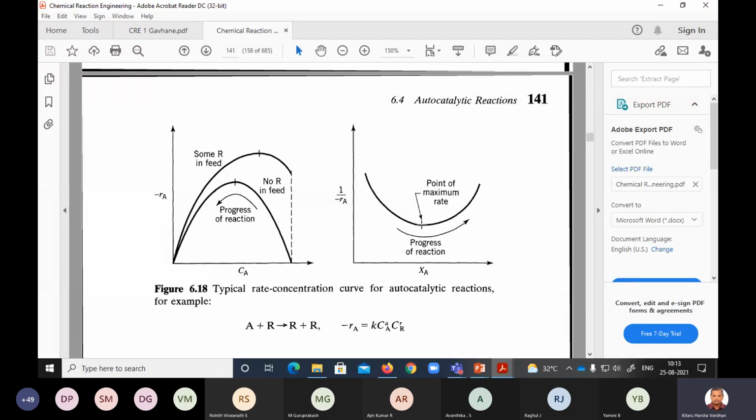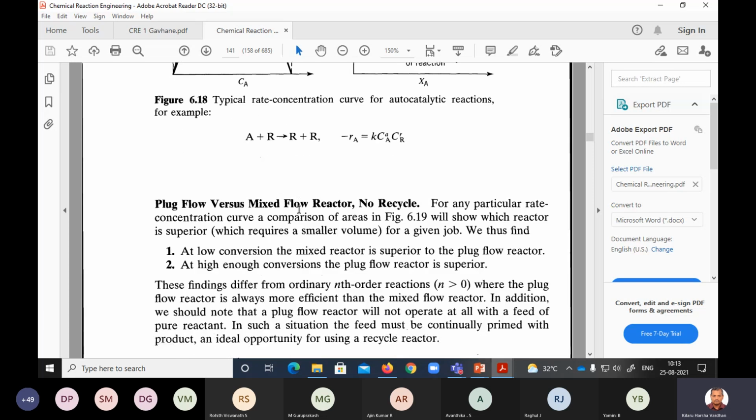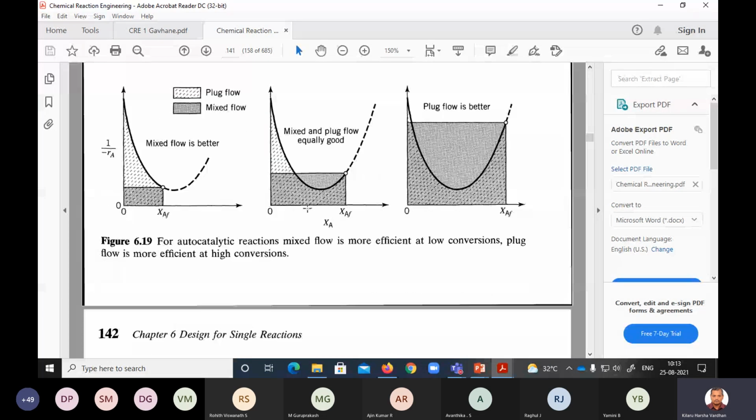There will be a point where you have the maximum rate, because minus 1 by RA is minimum, so RA is maximum. The progress of the reaction is this, right? So you need to find this point and operate at this particular point to give you the maximum rate, right? So that is what you will do. In that, what will happen is, now you see, this is the rate curve.